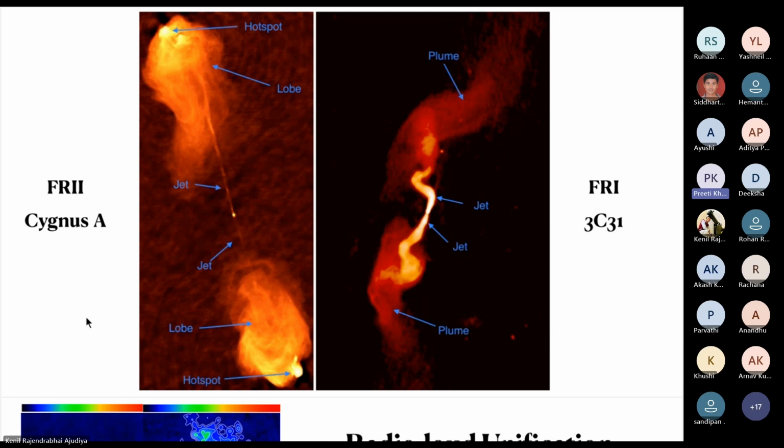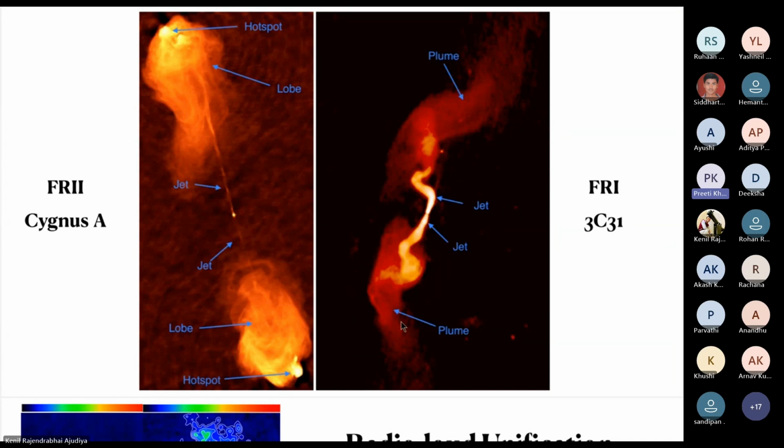Okay, so now let me tell you a little about the different radio structures that we see from these AGN. On the left is an image of a galaxy called Cygnus A, and you can see immediately from comparing the left and right panels that there is a difference in the morphology of these two radio galaxies. On the left, you see a very collimated jet coming out from the AGN. But on the right, you see a jet which is not as collimated, a little bit broad, and it opens up to produce a plume-like structure.